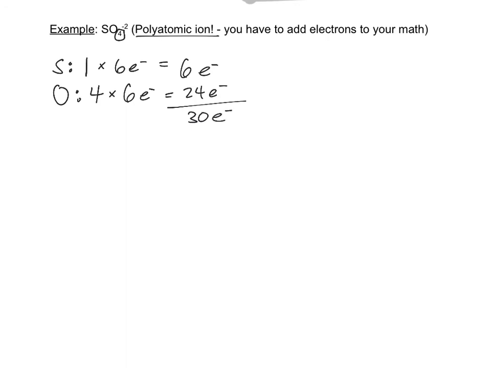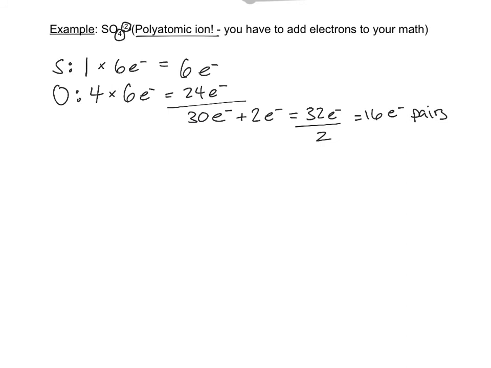But because this is a polyatomic ion, it's got this -2 charge. That -2 means it's going to gain 2 electrons. So we have to add 2 to our total to get 32 valence electrons. Divide that by 2 to get pairs. 32 divided by 2 is 16. So we're going to have 16 electron pairs to work with to build our Lewis structure.